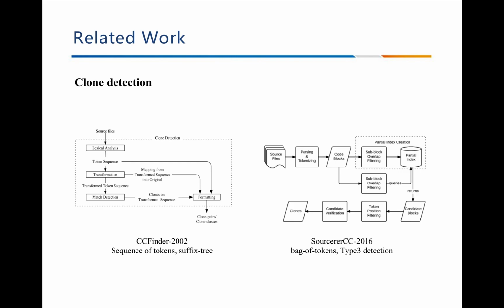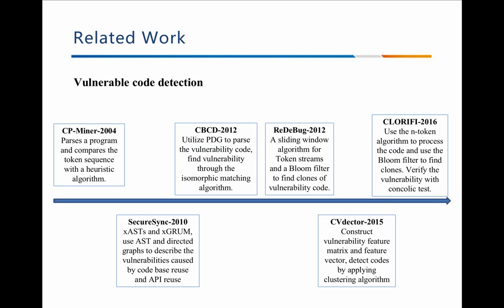Next, I will introduce some related works. Firstly, about clone detection, the earliest clone detection tool is CCFinder, proposed in 2002. It measured the similarity of a sequence of tokens by a suffix tree algorithm. SourcererCC uses a bag-of-tokens strategy to manage minor changes in clones. However, they are mainly designed to measure similarity and are not suitable for vulnerable code clone detection. Then, Li proposed CP-Miner, the first vulnerable code clone detector.